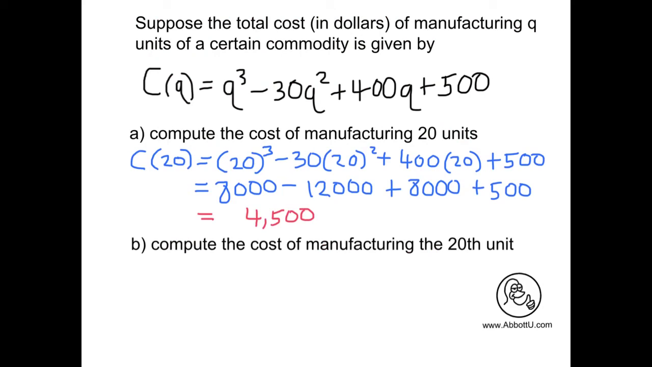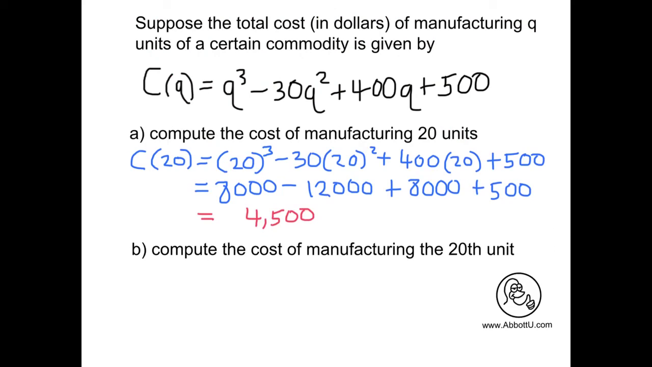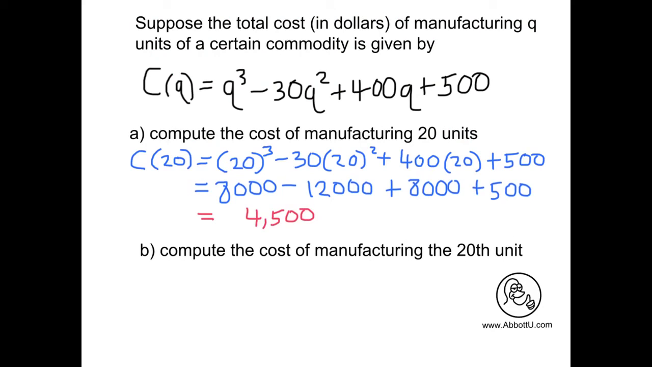And that, of course, brings us to the next part, which is compute the cost of manufacturing the 20th unit. Here's the question that we're doing. Cost of manufacturing the 20th unit. So that could seem like an odd question. It's like, you mean it costs me a different amount to manufacture the 20th than it did the 19th? Well, yeah, as it turns out, in this function, the cost of printing each one is different.